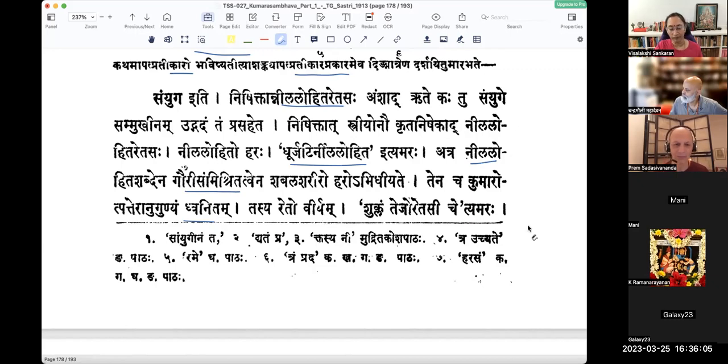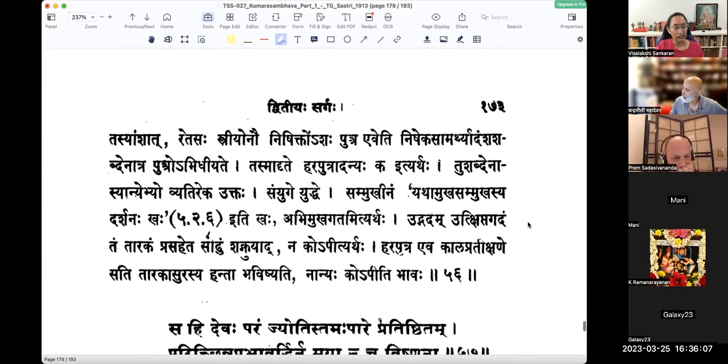Tasya retaha viryam. Shuklam tejo retasi ityamaraha. Tasya amshat. So retasaha amshat. Ityukte stri yonau nishiktaha amshaha eva putraha. So only that portion which reaches the stri, that is a portion of that retas, becomes a son. So nisheka samarthyat amsha shabdena atra putraha abhidiyate. Tasmad rite shiva putrat anyaha rite. Tasmad anyaha kaha ityartaha, tu shabdena asya anyebhyaha vyatirekaha uktaha.